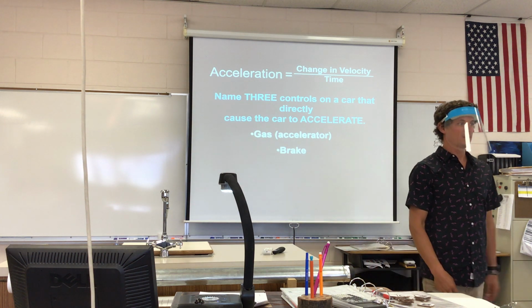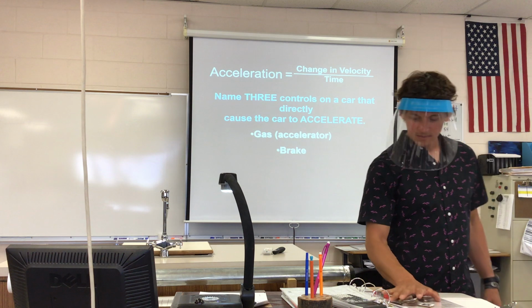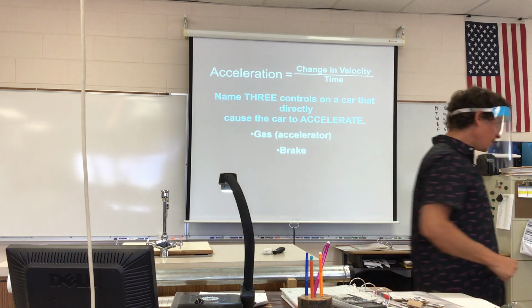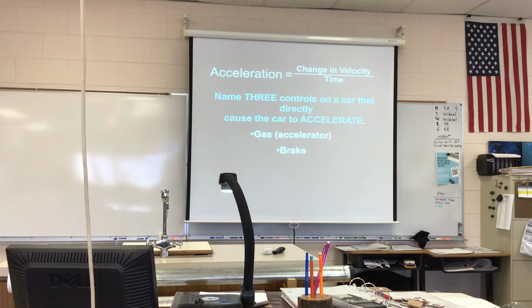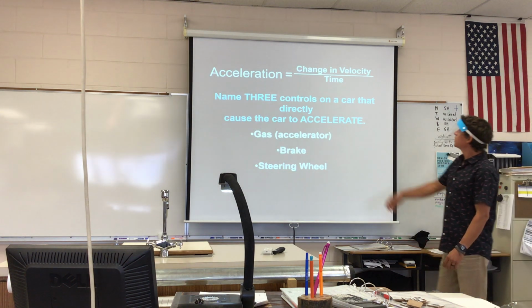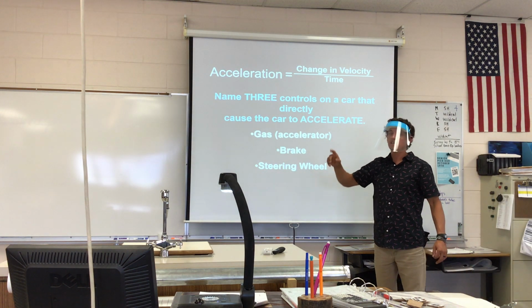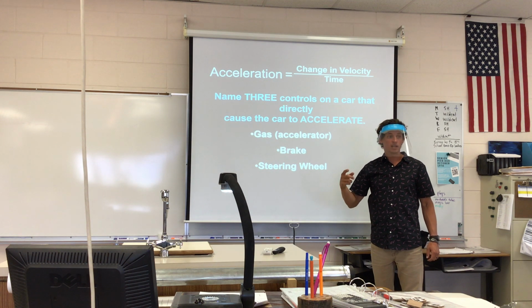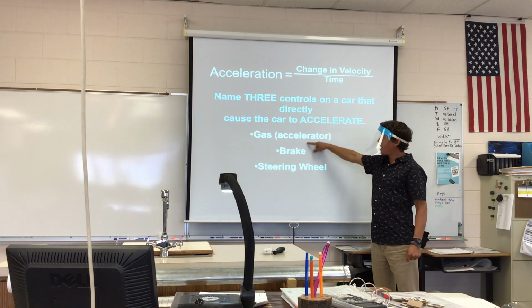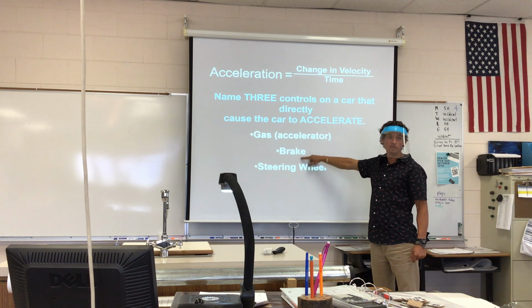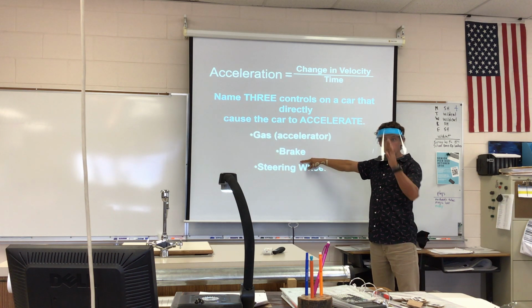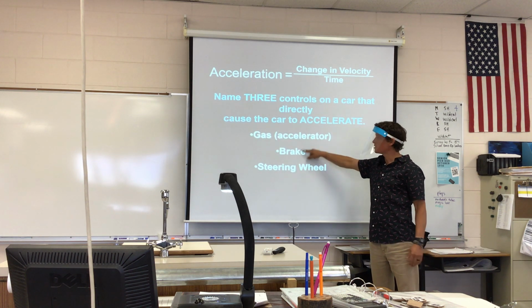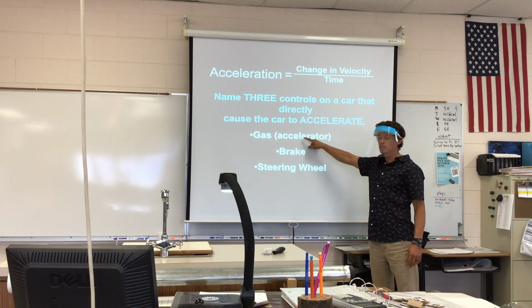So since velocity also changes direction, could it be a steering wheel? Oh, steering, nice. Look at that. Steering is now accelerating. That is correct to say that steering is accelerating. Because changing your velocity, remember velocity is a vector. These change the magnitude of your velocity vector. The number on your speedometer is changed by these. Your direction is changed by this.